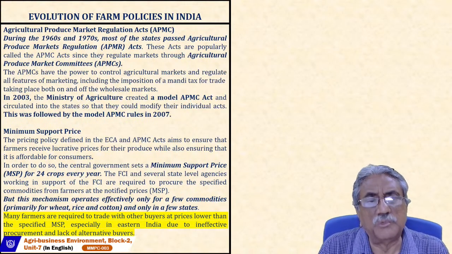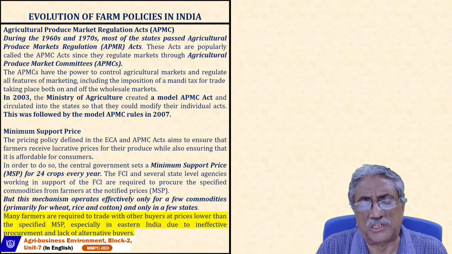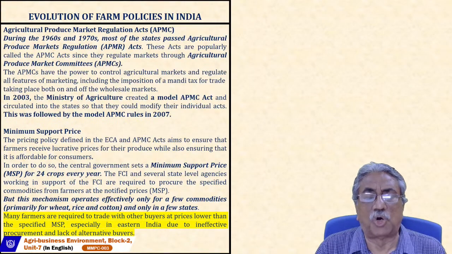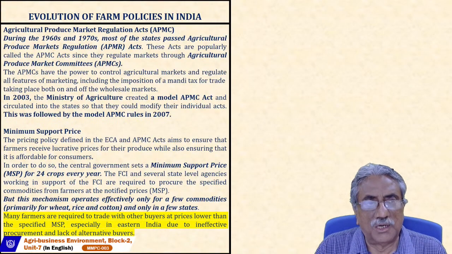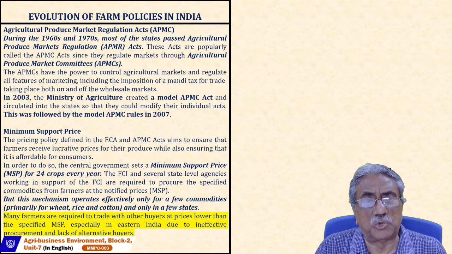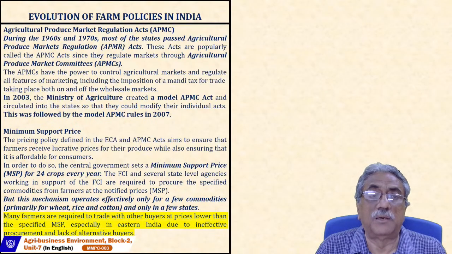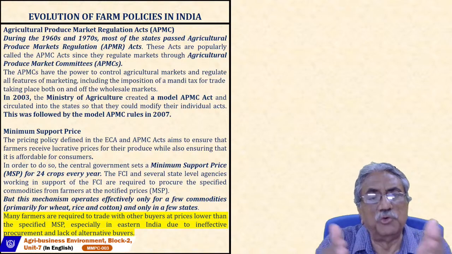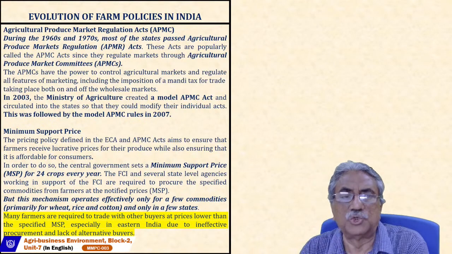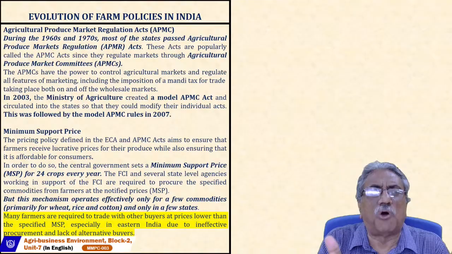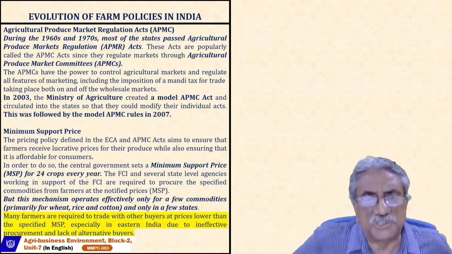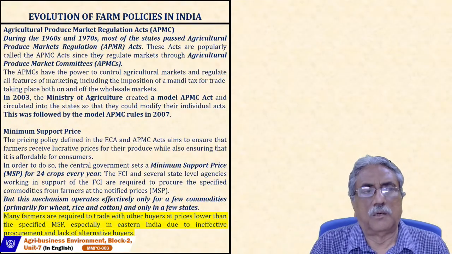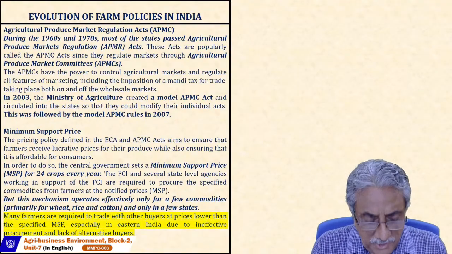So in 2003, the Ministry of Agriculture, under which the whole agriculture activity comes, created a model APMC Act, and circulated it to the states so that they could modify their individual acts. This was followed by the model APMC rules. First, you make the act, then you make the rules and regulations. So a lot of uniformity was brought into the APMC operating system.